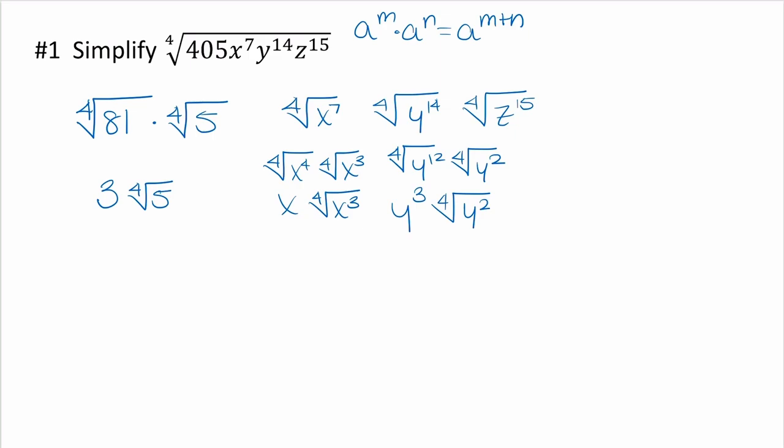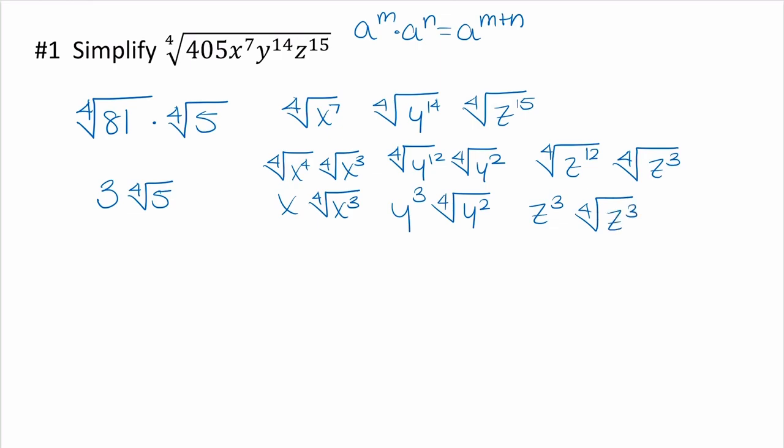Now let's work on the fourth root of z to the 15th. The biggest number divisible by 4 that's less than 15 is going to be 12. So we have the fourth root of z to the 12th times the fourth root of z cubed. So for the fourth root of z to the 12th, we do 12 divided by 4, so we have z cubed. And then we have the fourth root of z cubed.